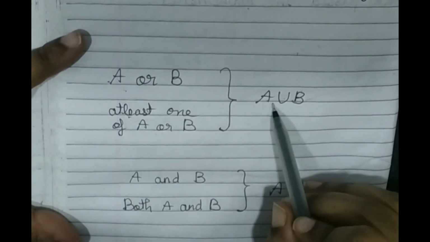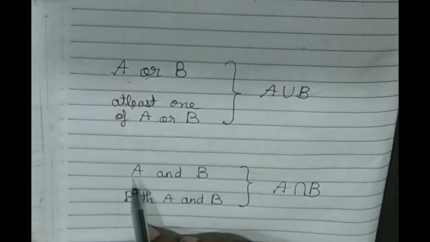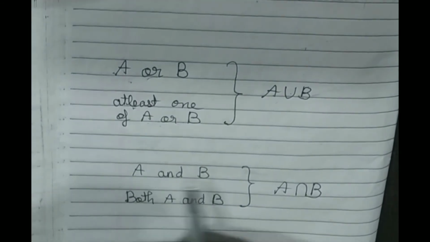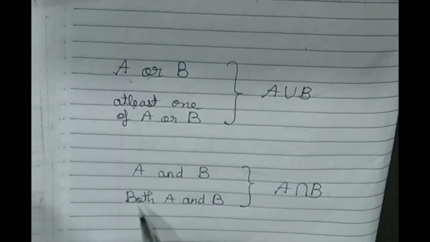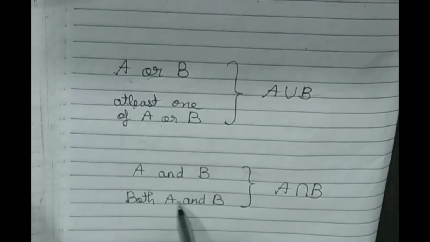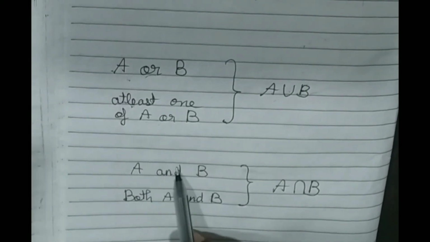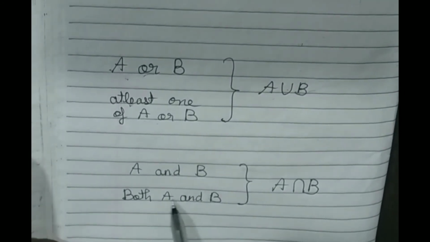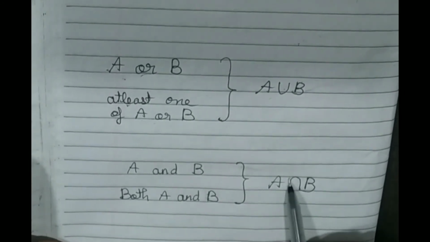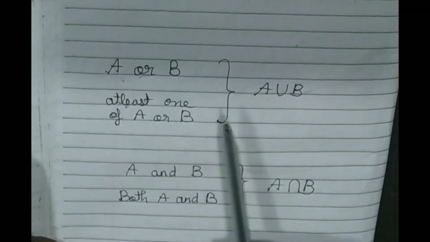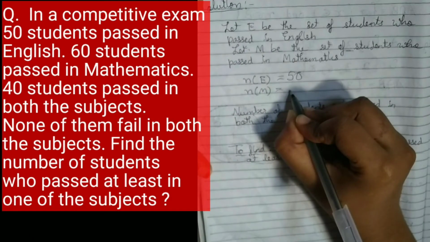A union B. If in the question it is asked to find elements in A and B, or it can also be asked to find both A and B, if such words are used, then what will we find? A intersection B, meaning the element should be there in A and also in B. Okay, both A and B means A intersection B. So this trick we should remember for solving the word problems. Okay. Now we will solve this word problem.